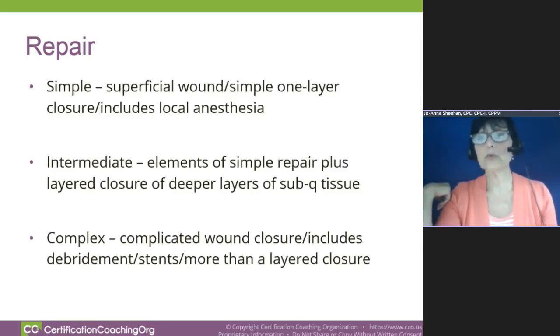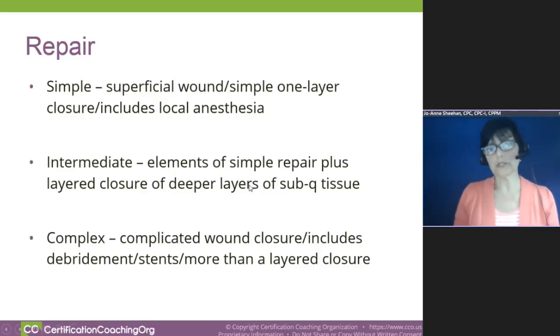Complex. Complicated wound closure includes debridement, stents, and is always more than a layered closure. But in your CPT manual, there are excellent definitions of the simple, intermediate, and complex, and learn them, underline them, because the exam is open book, so you can reference them if you get confused.